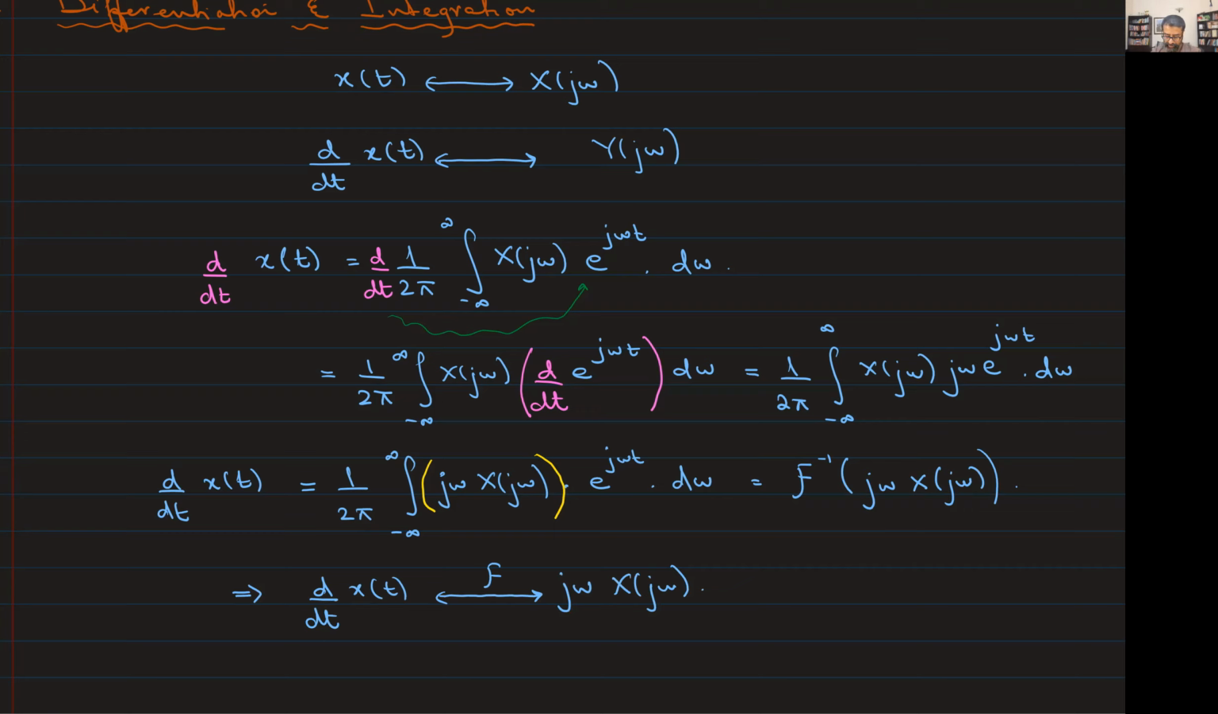Okay. All right. Does it make sense? I mean, why do you multiply it by j omega? Intuitively, let's try to do that.